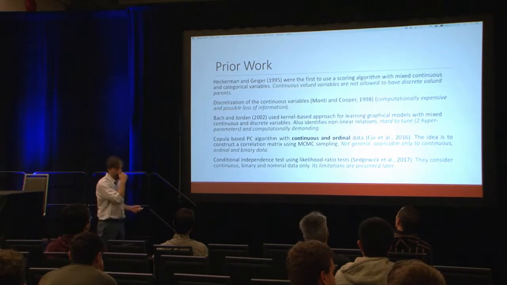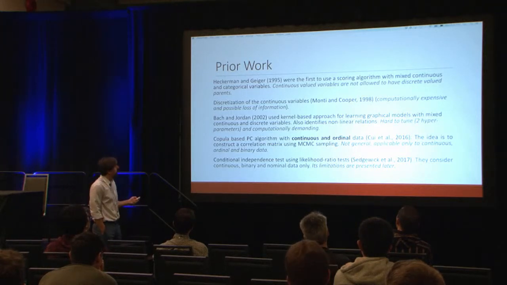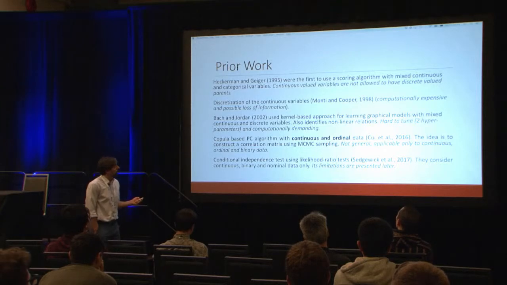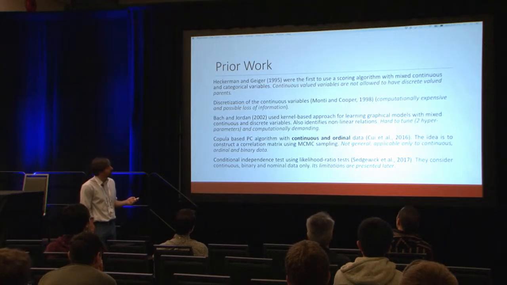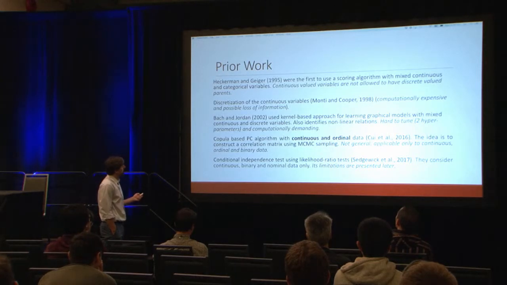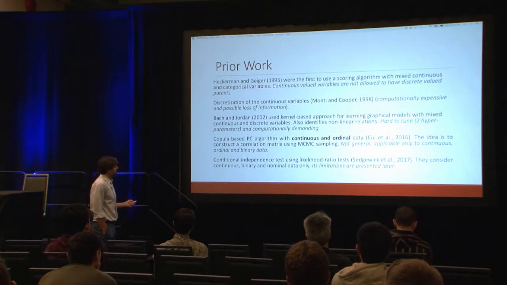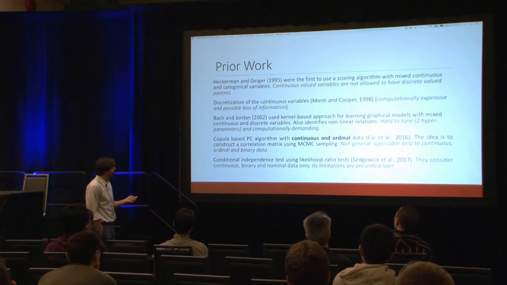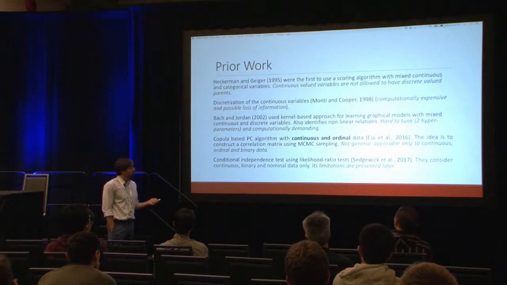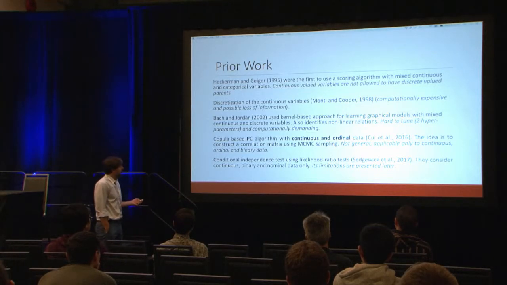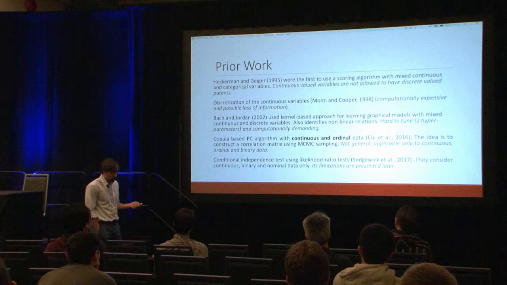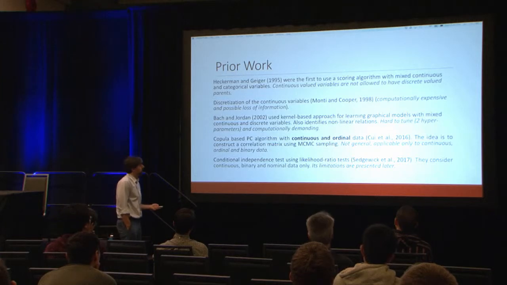So there's prior work on working with mixed types of data as early as '95, where Heckerman gave a score-based method for data sets that have both discrete and continuous variables. Monti and Cooper discretize all continuous variables and provide methods for that. But the most recent ones that I'm going to be comparing against are a copula-based algorithm that works with continuous and ordinal data, and a recent publication by Sedgewick et al. that I'm going to be describing in more detail.